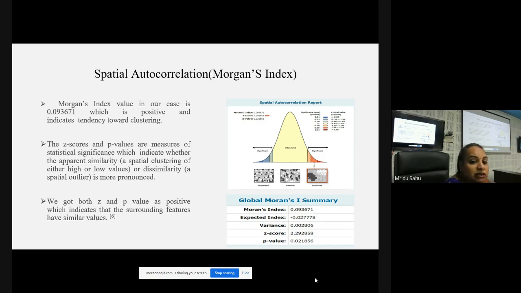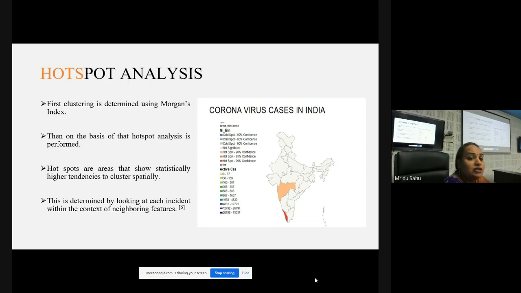So this Moran's index value in our case is positive and indicates a tendency towards clustering. The Z score and the p value are called the significance value. Normally in our area we take 0.05, and we got both Z and p positive values. I think statistics was covered by the sir. So hotspot analysis: we want to find out which areas all over India are hotspots as per the geographical information system. First clustering is determined, then on the basis of that we do the hotspot analysis. Hotspots are the areas that show statistically higher tendencies to cluster.